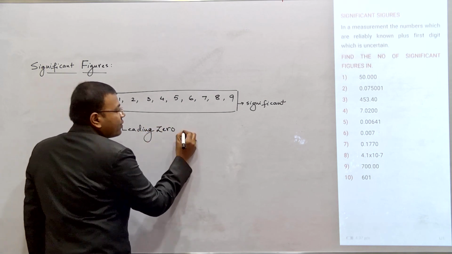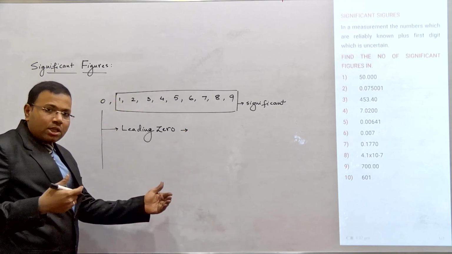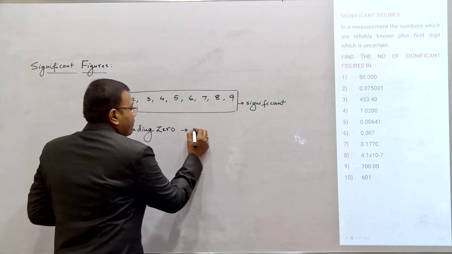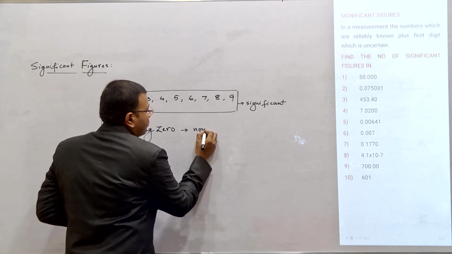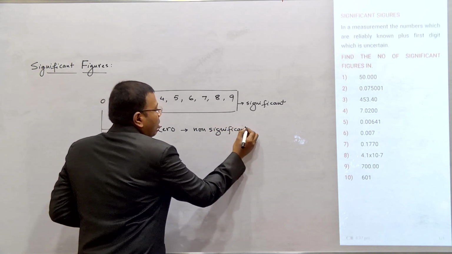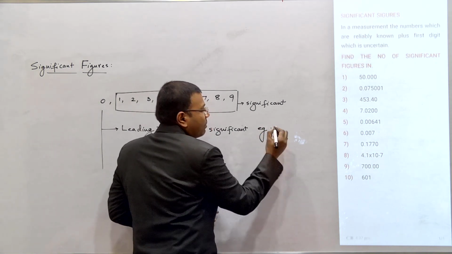This leading zero: if you are getting a leading zero, meaning zeros at the starting of a number, then they are non-significant. Now, I will take an example for that. Pay attention, very important.